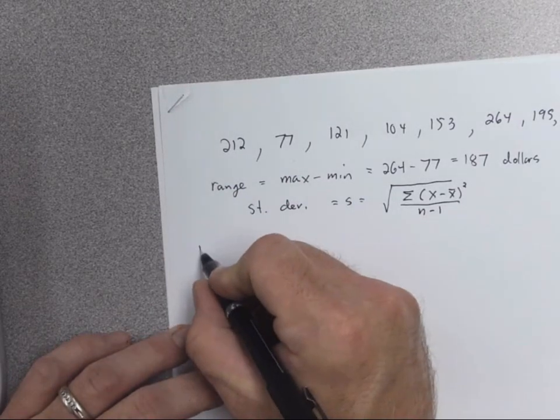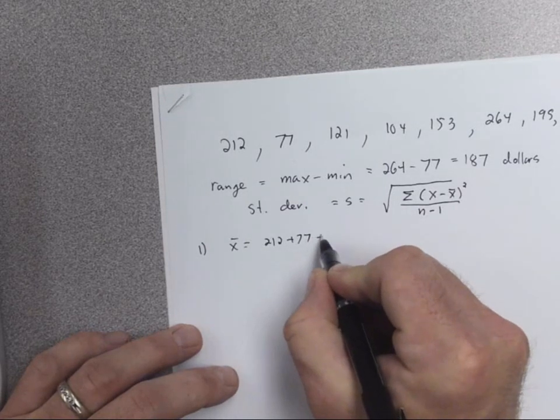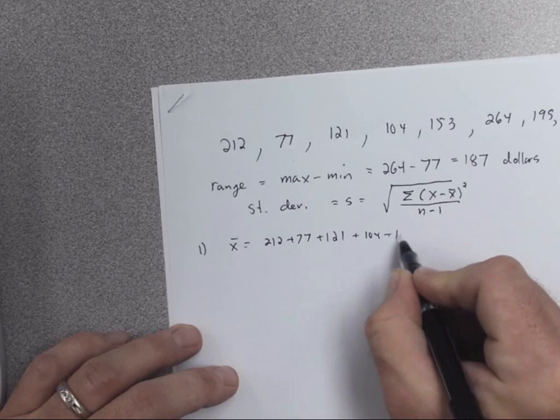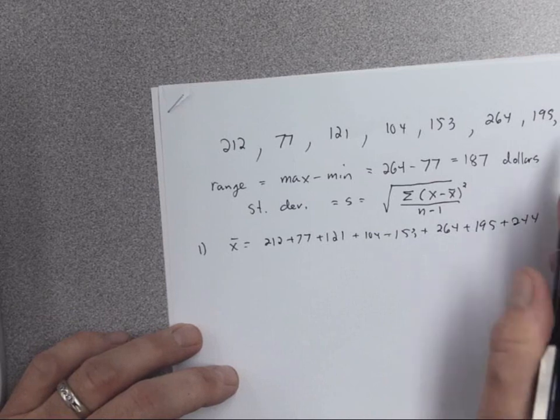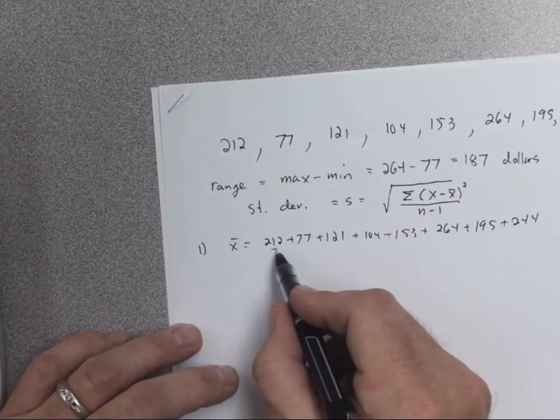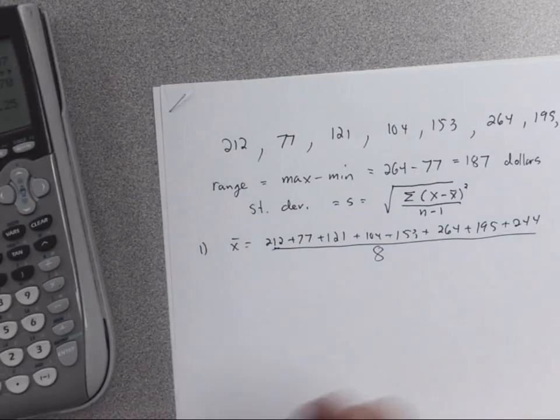So step 1. X bar is the sum of the data, right? So you're going to go 212 plus 77 plus 121 plus 104, 153 plus 264 plus 195 plus 244 divided by 1, 2, 3, 4, 5, 6, 7, 8 of these. We're going to take our time plugging them in so we don't mess them up. I got 1370. Anybody doing this with me? Okay. Divided by 8, I got 171.25.